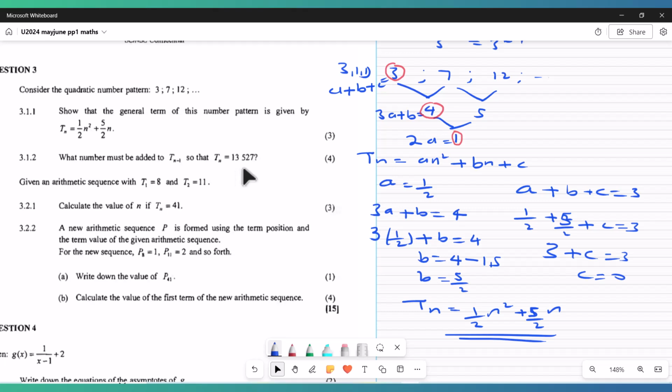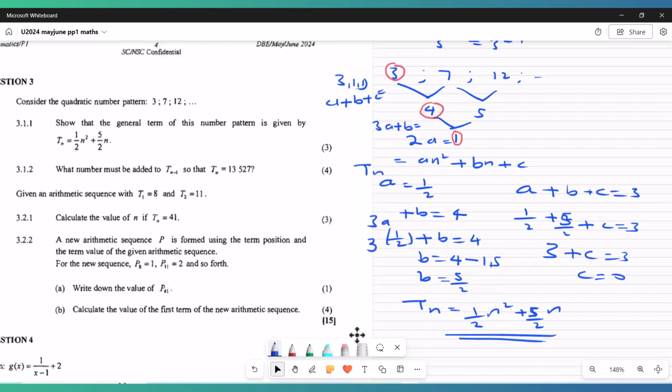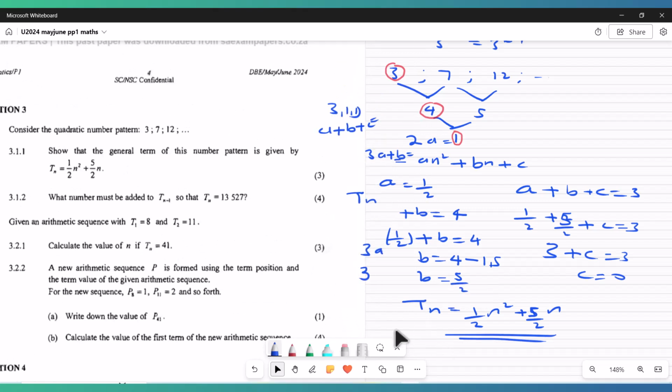Now they say here, what number must be added to Tn minus 1 so that Tn equals 13527? I repeat, what number must be added to Tn minus 1 so that Tn equals 13527? So what I'm going to do, I'm going to find my n by using Tn equals 13527. Then after getting my n, I'm going to say n minus 1, and I find Tn minus 1, then I subtract.